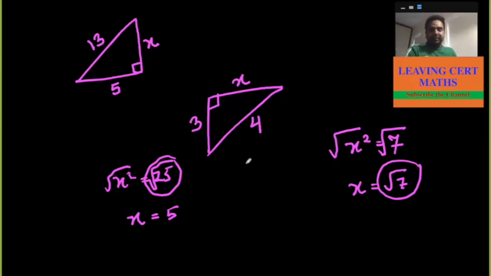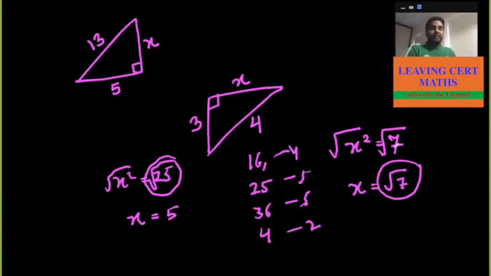Because this is a perfect square, numbers like 16, 25, 36, 4 will give you a good answer. This will give you 4, this will give you 5, 6, this will give you 2. But if you get something like 7 or 11, 13, just take the under root of that and write it like this. Do you understand? Okay, so now it's clear, or do you want to practice one more question? I'll do one more. Okay, let's try.